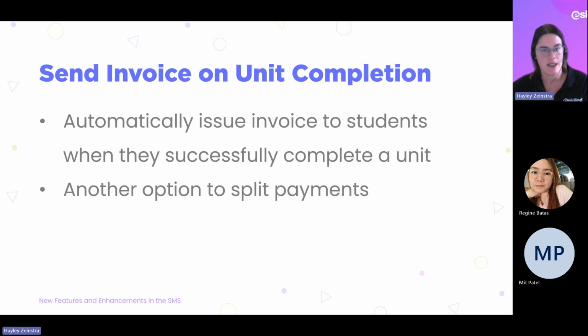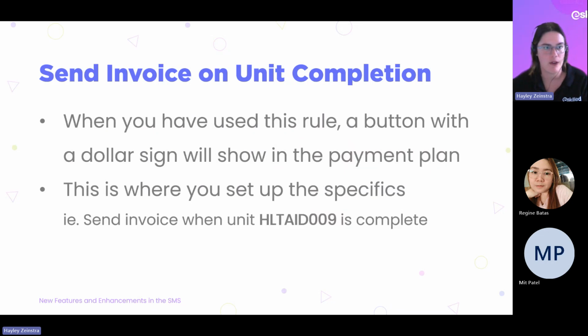So just to give you an example of a way that you might apply it, it doesn't necessarily have to be the entire allocation of fees for that one unit that is all paid at the end of the unit. You might want to split it up. So there are a couple of things just to consider and to be aware of if you're interested in this rule. There is a little bit more setup. So when you use this rule, there is a button with a $ sign that you'll see in the payment plan itself. We'll jump into the system and see where that is in just a moment.